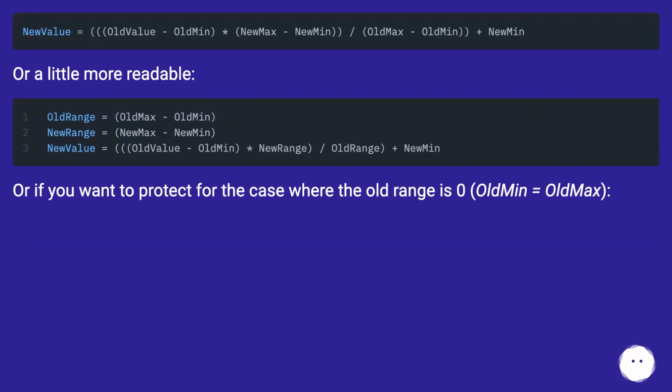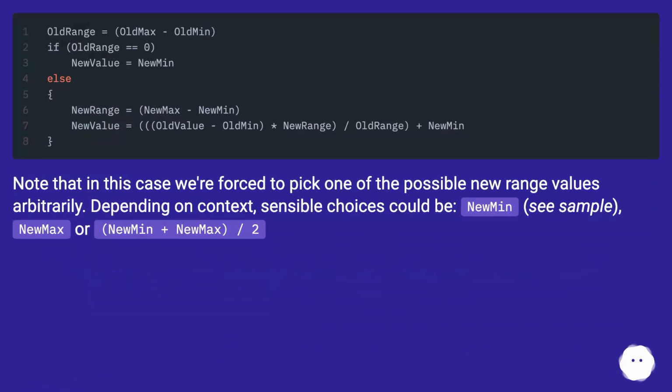Or a little more readable. Or if you want to protect for the case where the old range is 0, old min equals old max. Note that in this case we're forced to pick one of the possible new range values arbitrarily. Depending on context, sensible choices could be new min, new max, or new min plus new max, divided by 2.